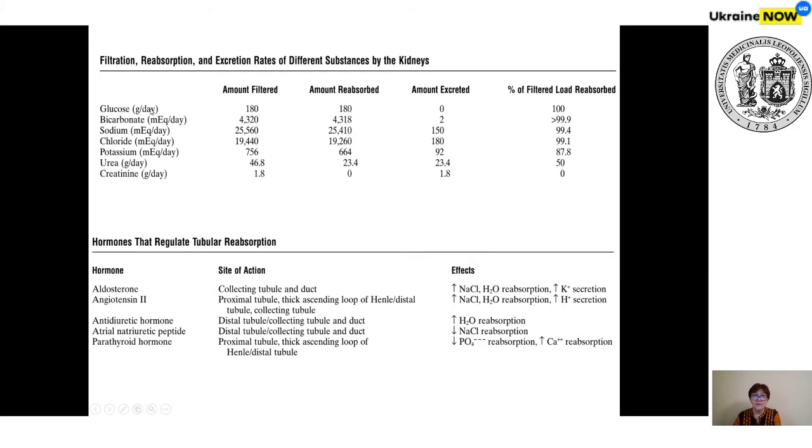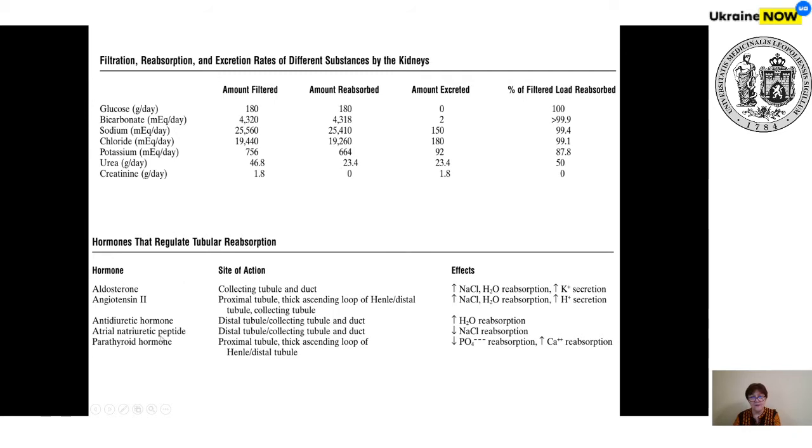This is the filtration, reabsorption, and excretion rates of different substances by the kidneys. You can see that glucose is fully reabsorbed and bicarbonate almost fully, and main electrolytes' reabsorption rate is about 99%. Urea is reabsorbed by 50%. There is no reabsorption for creatinine.